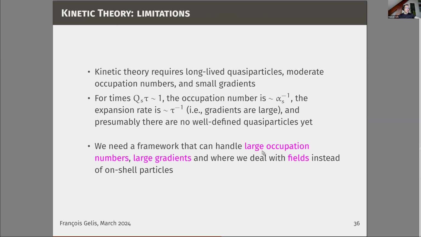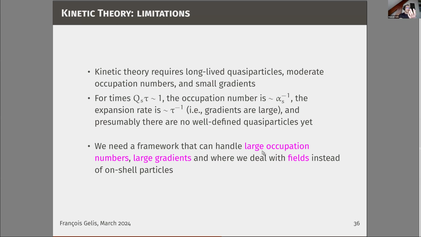But there are a few caveats to a kinetic approach, which is that there are a certain number of assumptions in the derivation of the Boltzmann equation which are not necessarily true. So in particular, you need to have long-lived quasi-particles, you need moderate occupation numbers and small spatial gradients. And all of these hypotheses have problems at early times in heavy ion collisions because the occupation number is initially large, as the inverse coupling.